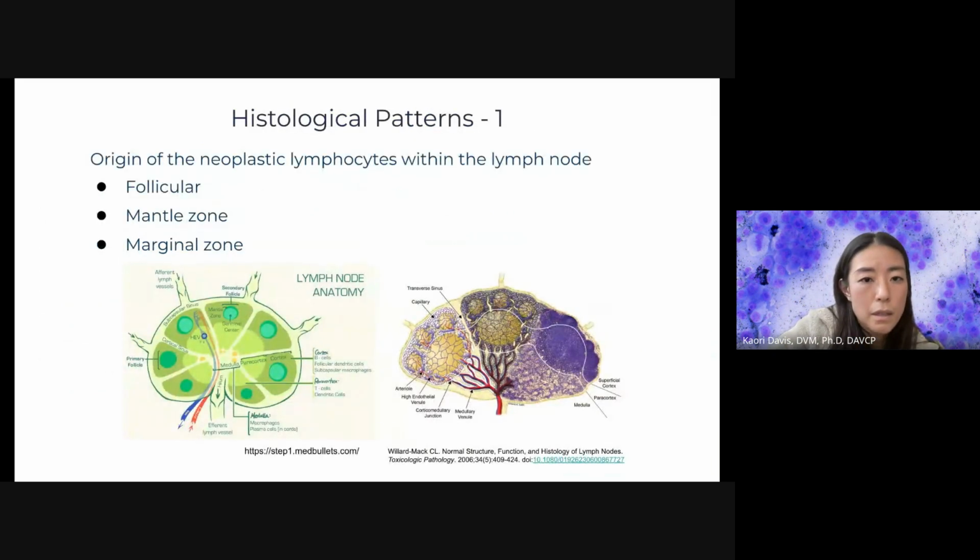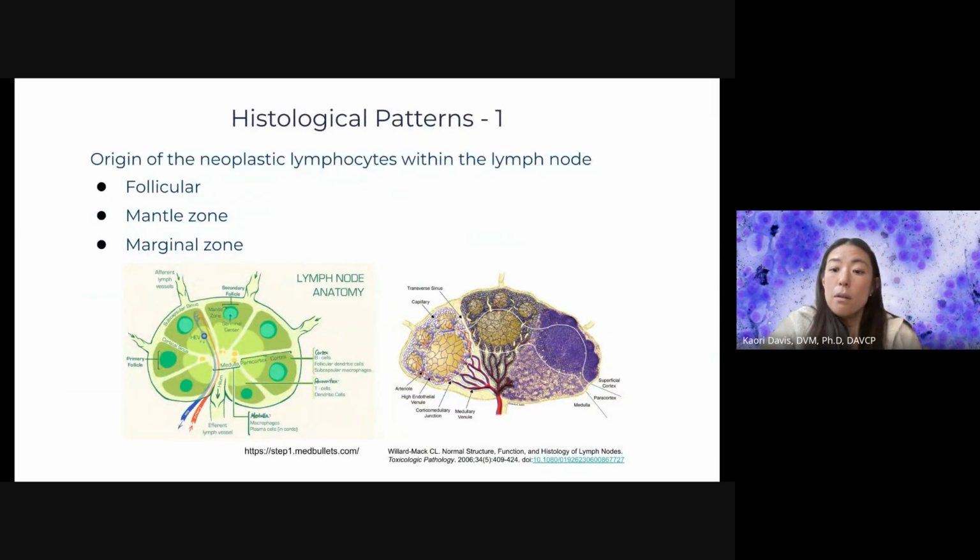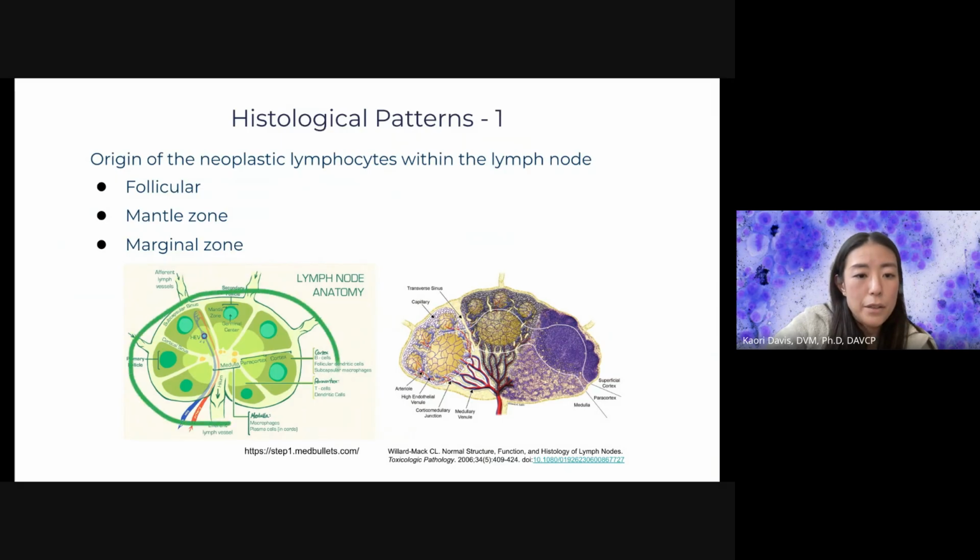So let's look at the histological patterns. We can look at exactly where within the lymph node the neoplasia started, and then that will have different indications. The prognosis may be different, and also the cell type may be different. So here is the schematic drawing of the lymph node.